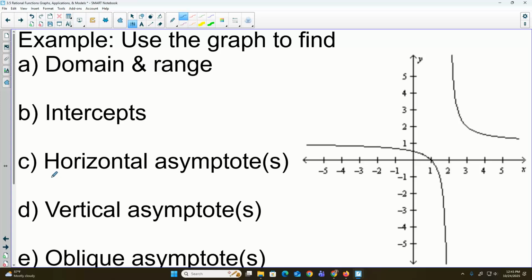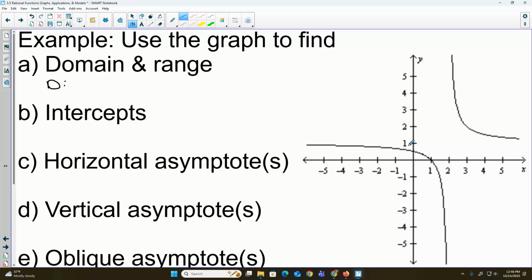So if I look at this graph, domain and range. What do I mean by domain? What's domain? Everything x can be.